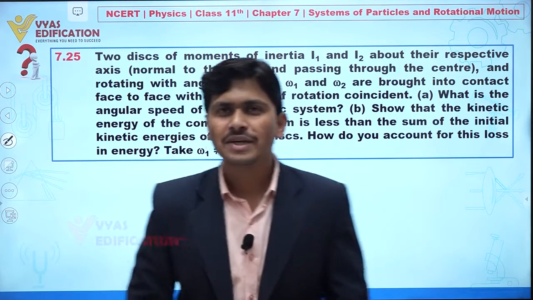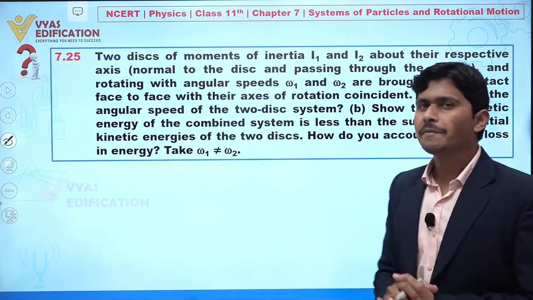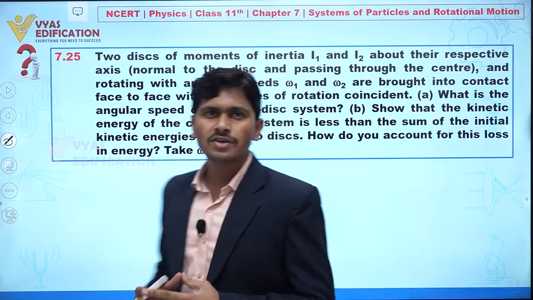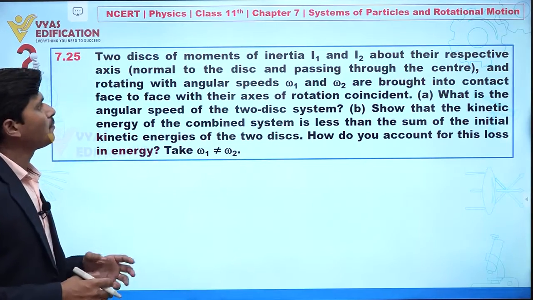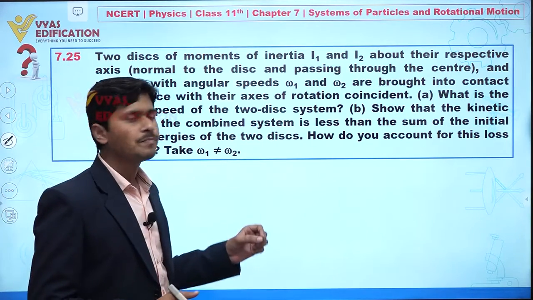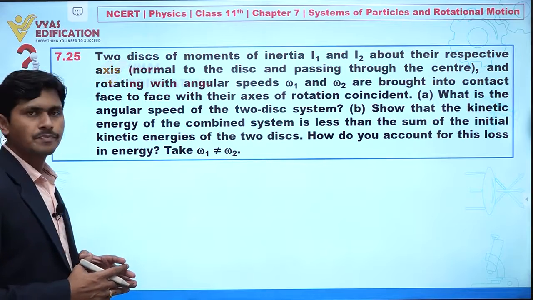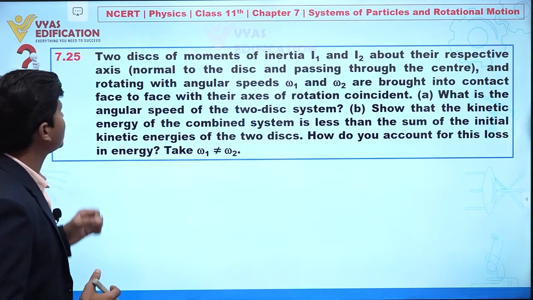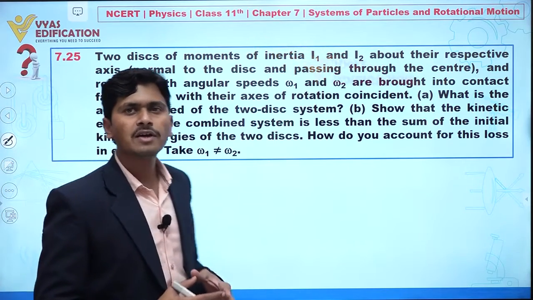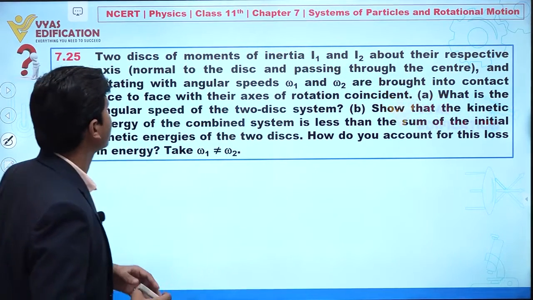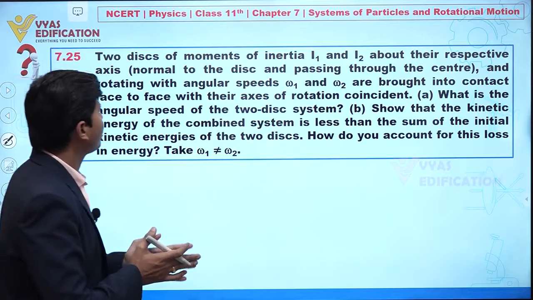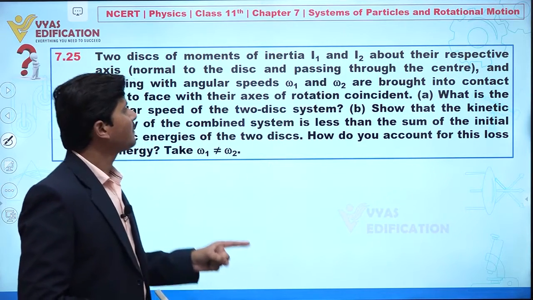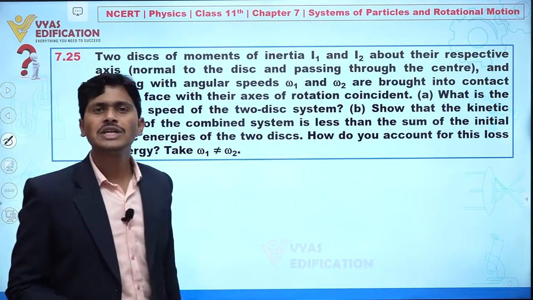Now student, we are going to discuss question number 7.25. In this question, two discs of moment of inertia I1 and I2 about their respective axes, normal to the disc and passing through the center, are given. They are rotating with angular speeds omega 1 and omega 2. Now they are brought into contact face to face. We have to find the angular speed of the two-disc system.